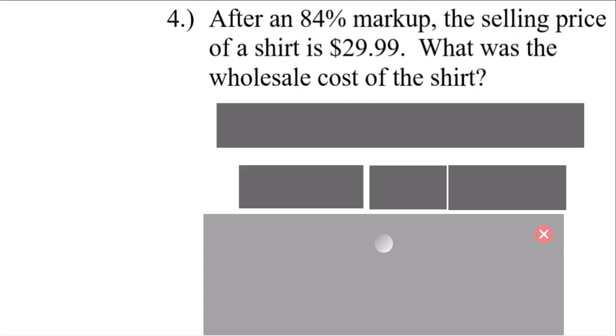All right, now let me guide you through here. Problem number 4. Bit of a different problem, and you probably aren't going to realize quite yet until we look at this together. After an 84% markup, the selling price of the shirt is $29.99. What was the wholesale cost of the shirt? Are you catching how this is different? They didn't say find the selling price. They want you to find the wholesale cost.